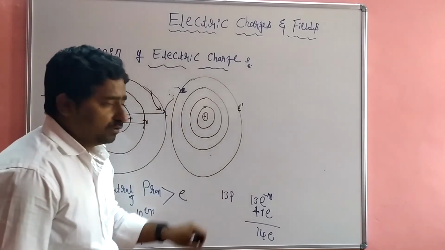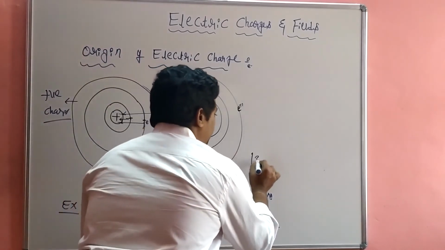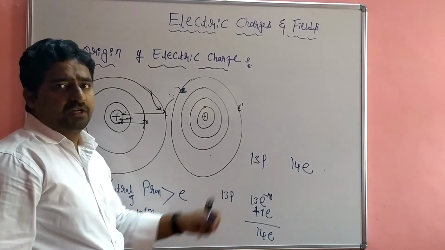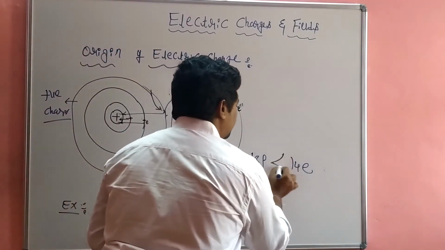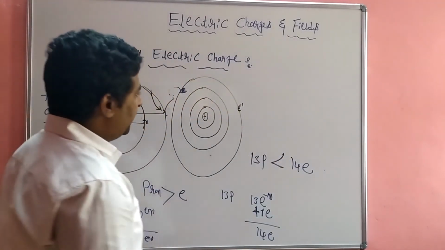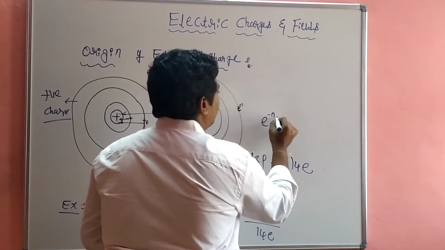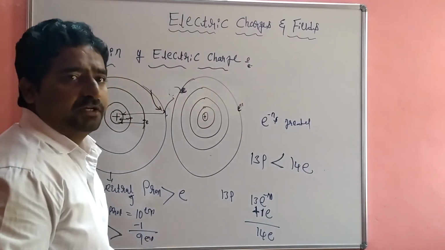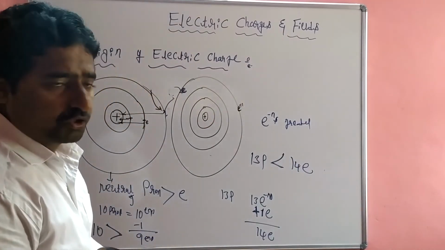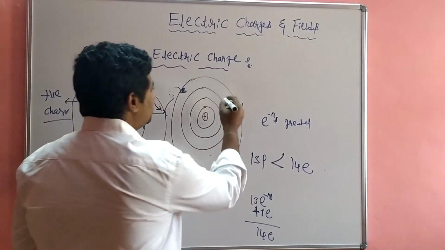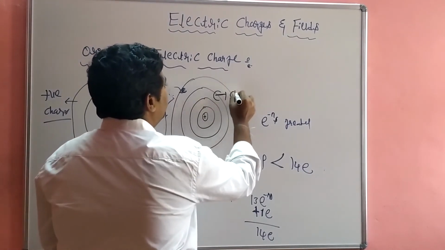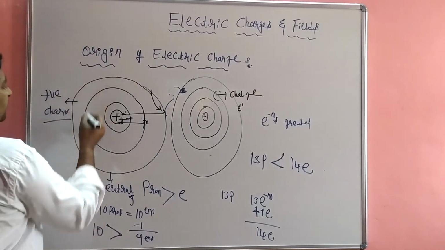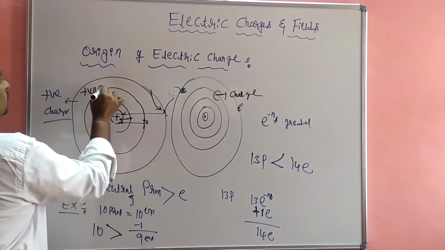So this one has 13 protons and 14 electrons. Which is greater? The electrons are greater, and electrons are negatively charged. So the body becomes negatively charged. The other body becomes positively charged.